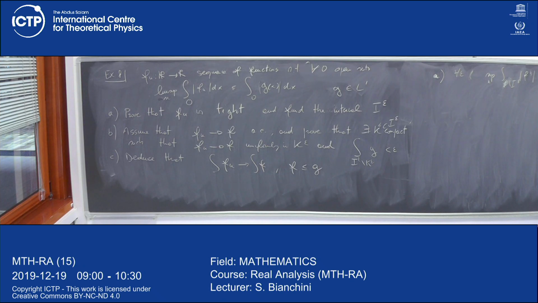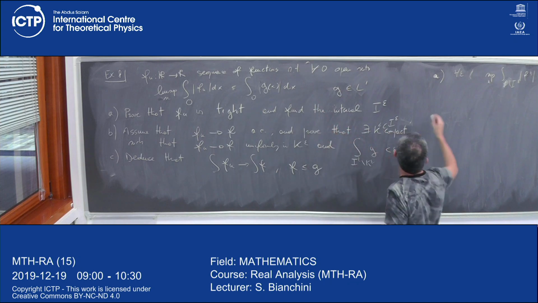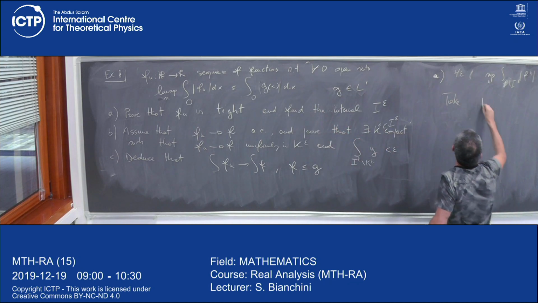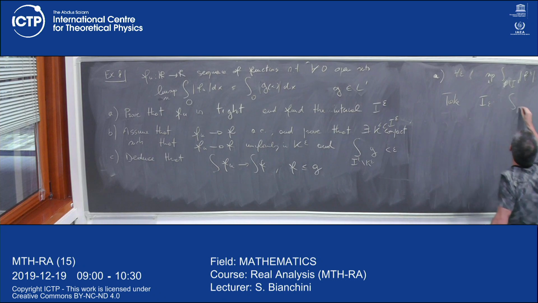I'm not so sure, because you have the oscillations. So let's keep the absolute value. Okay, so what is this I epsilon? It's given by G, no? So take I epsilon such that the integral of R minus I epsilon of G is less than epsilon.